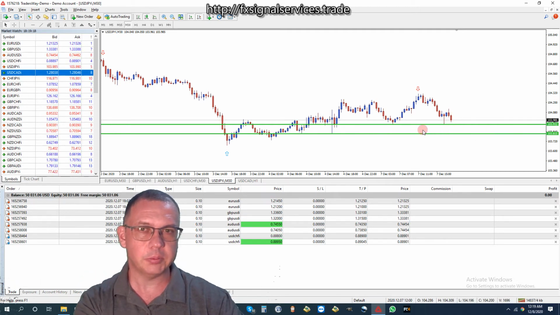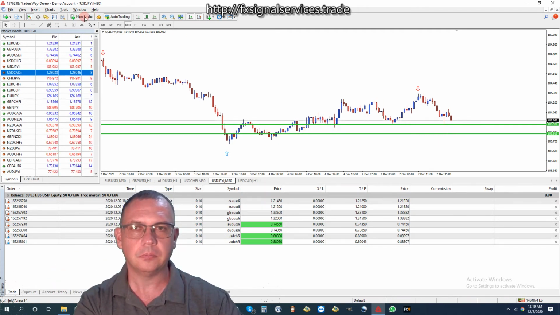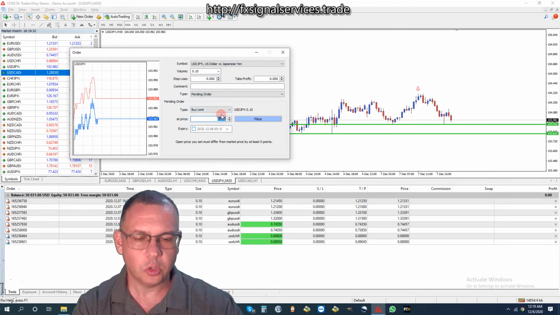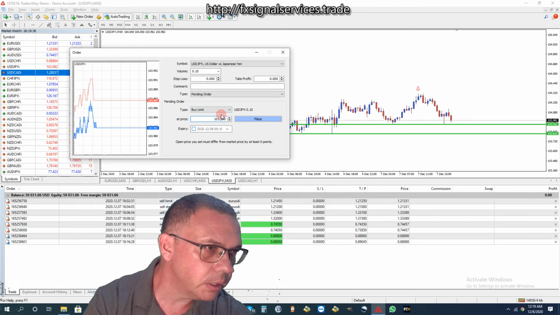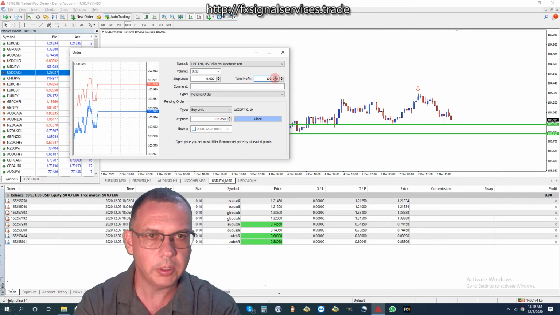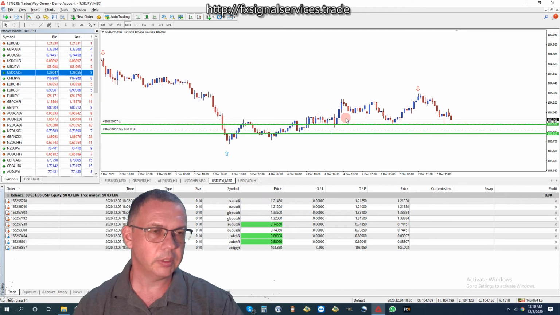It's going to take some time for that to happen, but what we can do is put a buy limit slightly above this green line with a take profit at about 100 pips above. So I'm going to put a buy limit at 103.850 and take profit at 103.950. Boom. Perfect. That's good enough.